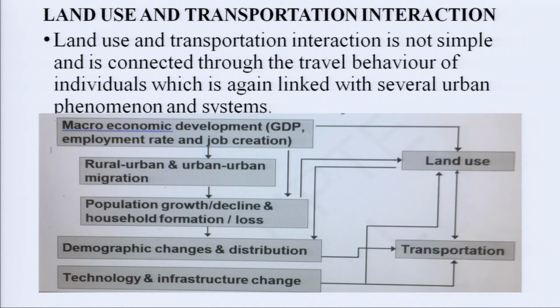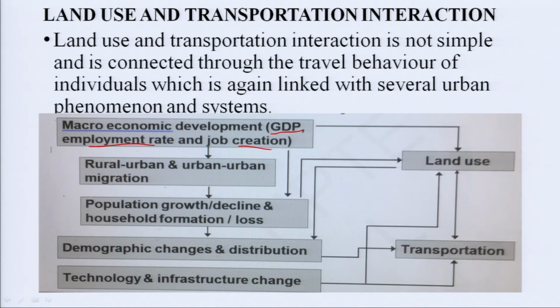Land use and transportation interaction. Land use and transportation interaction is not simple. It is connected through the travel behavior of individuals, which is again linked with several urban phenomena and the system. So, in this diagram we can see the microeconomic development, a major contribution in the GDP of the country, employment rate and job creation.